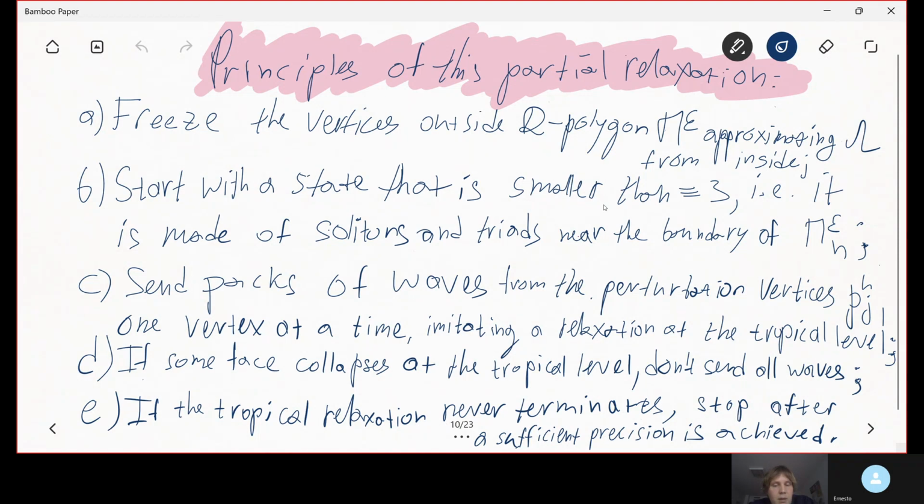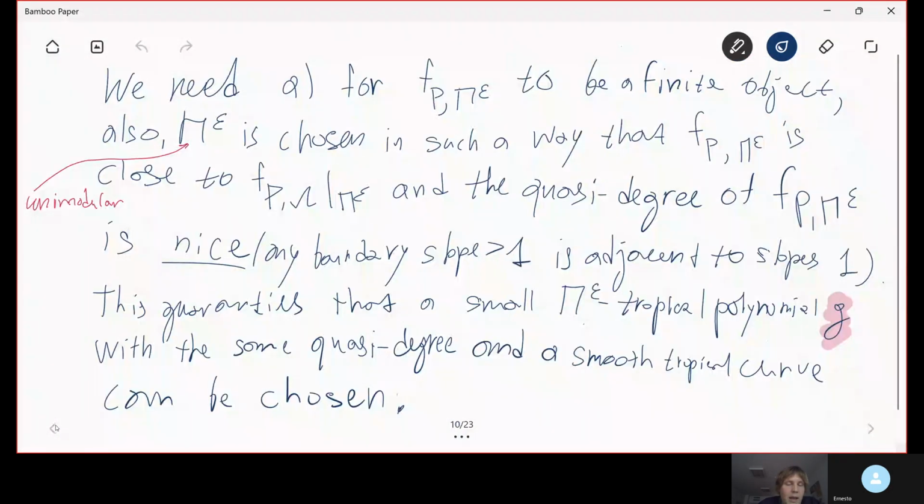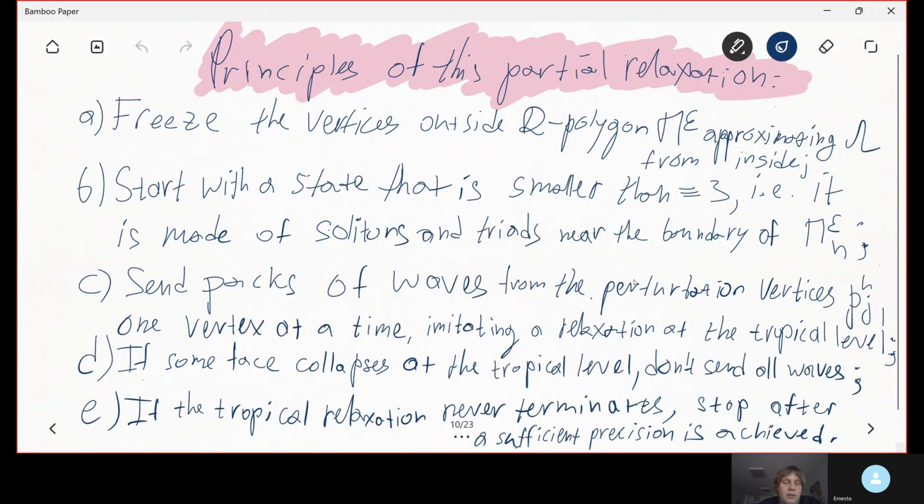And finally, remember I was telling that we don't know yet if this relaxation at the tropical level even terminates. We know that it uniformly converges, but we don't know if it terminates. So as a technical thing, we truncate this tropical relaxation after some good approximation of the limit is achieved. Now I'll speak about each principle, one slide at a time. So any questions so far? So this is the global strategy of deriving the lower bound.